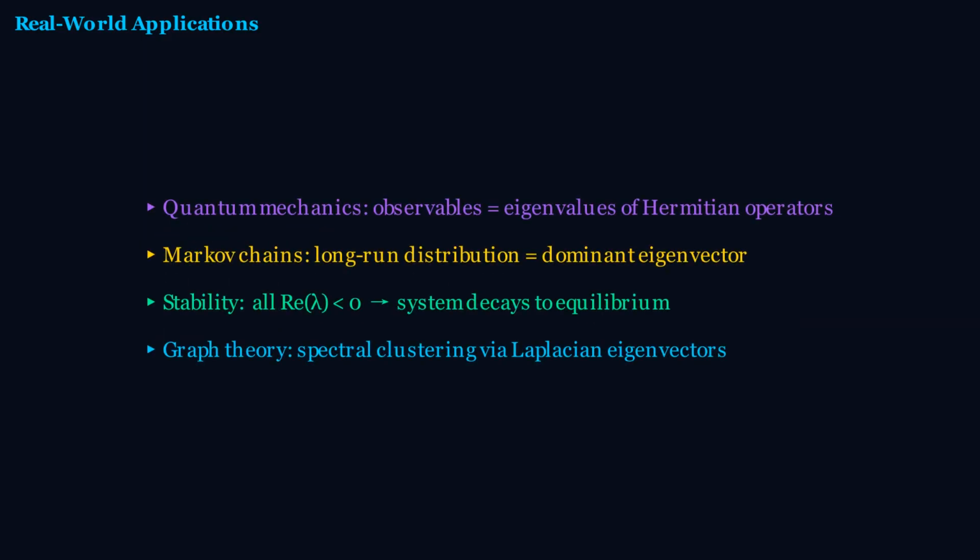Quantum mechanics. Observable quantities are eigenvalues of Hermitian operators. When you measure energy or spin, you get an eigenvalue of the corresponding operator. Markov chains. The long-run stationary distribution is the dominant eigenvector. Stability analysis. A dynamical system is stable if all eigenvalues of its matrix have negative real parts, unstable if any eigenvalue has positive real part. Eigenvalues govern whether systems grow, oscillate, or decay.